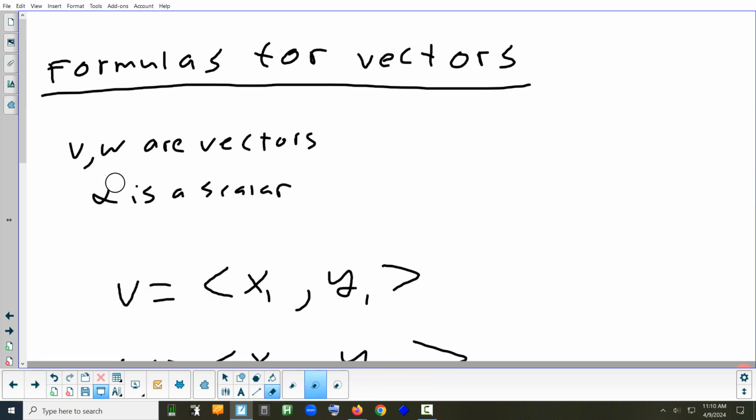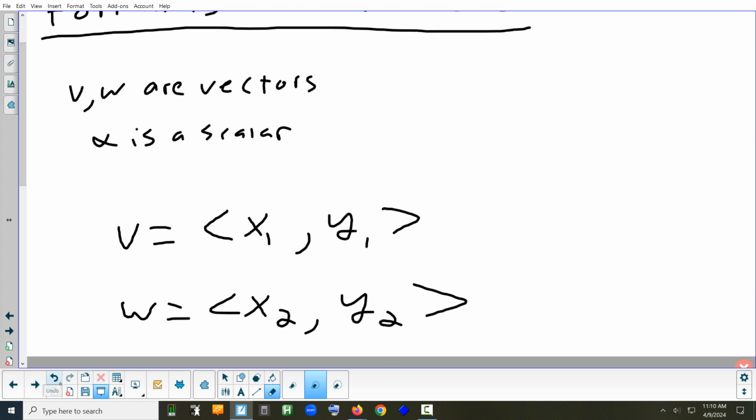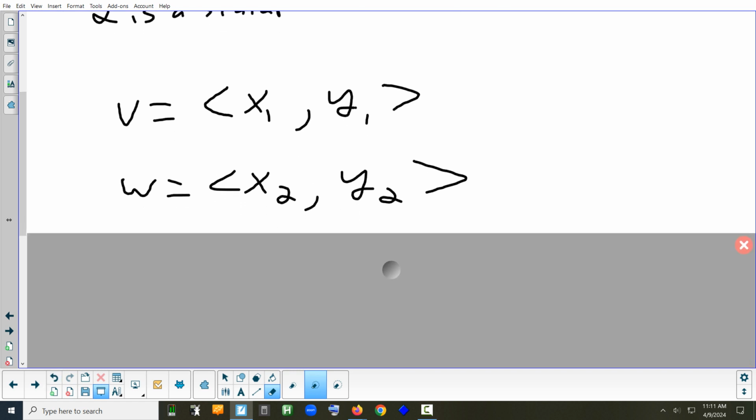All right, so let's look at some different formulas for vectors. In these formulas, v and w are going to be 2 generic vectors with horizontal and vertical components. And alpha is going to be a scalar. Not sure why they use a Greek letter for the scalars. They just do. What are the 3 things that can happen when you scale a vector? You can increase its length, minimize its length, or reverse the direction. Yep. So those are the 3 things.